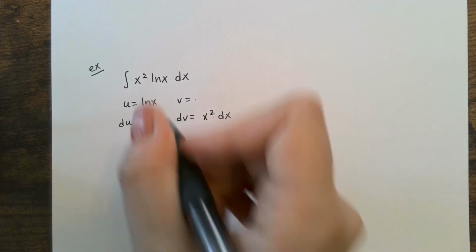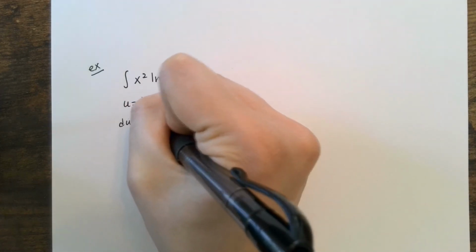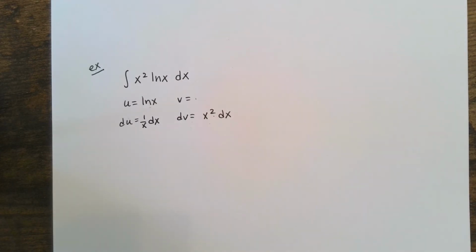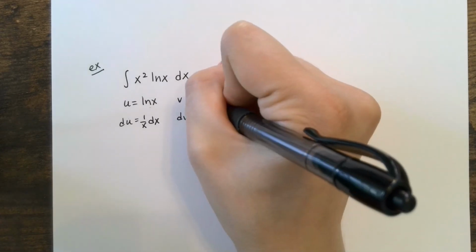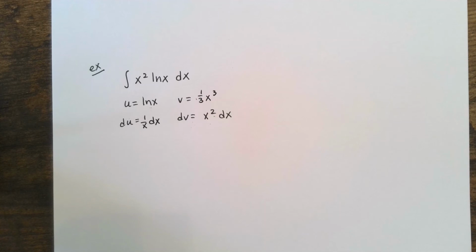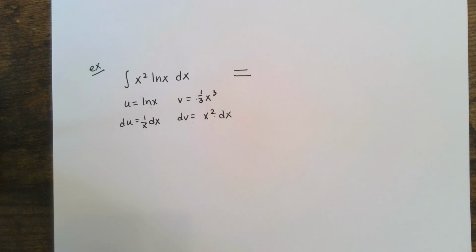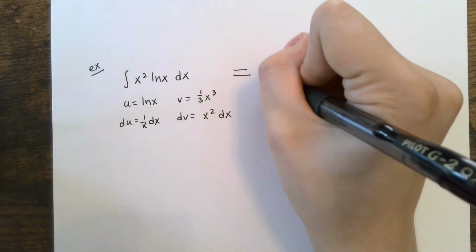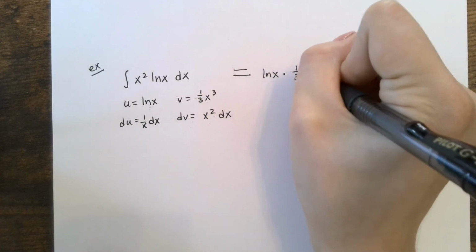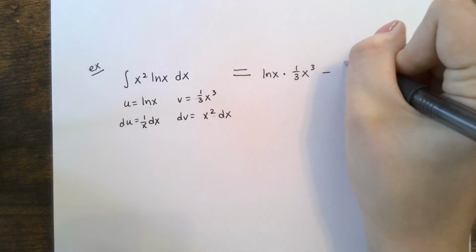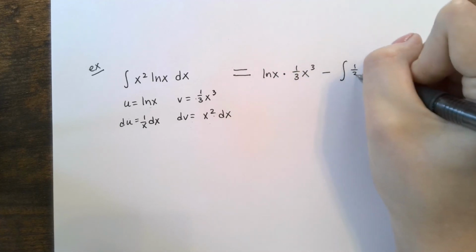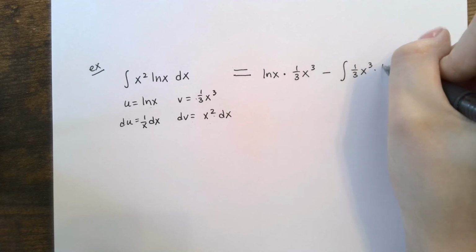So let's try this and see what happens. Ln of x, its derivative is 1 over x. X squared's antiderivative is 1/3 x cubed. So now I have all 4 pieces, and I can apply my by parts formula to the integral. So I have u times v minus the integral of v du.